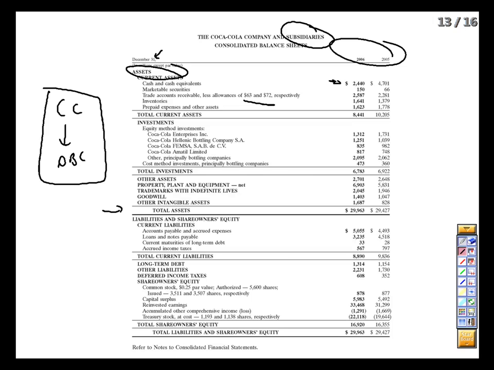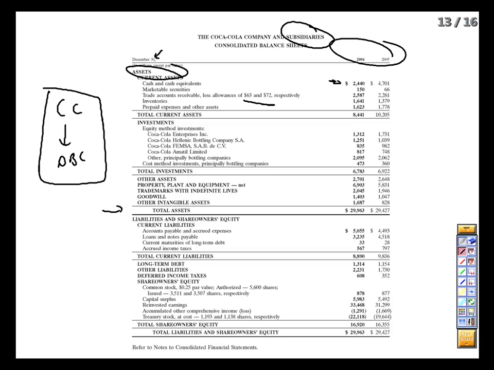Lastly, we have a catch-all for our prepaids and other assets. Remember that prepaid insurance when we were talking about assets just up above? That's going to go down in here. It is a future economic benefit. We're not going to be getting cash out of it, though. We're going to stick it here in this prepaid expense and other assets at the bottom of our current assets.